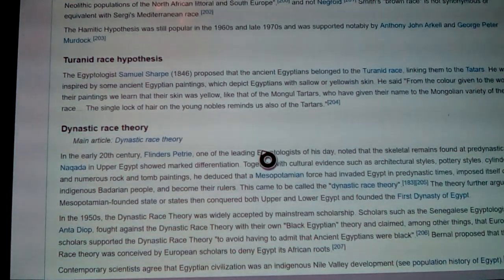There's a Taurinid race hypothesis. Egyptologist Samuel Sharpe in 1846 proposed that the ancient Egyptians belonged to the Taurinid race, linking them to the Tartars. He was inspired by some ancient Egyptian paintings which depict Egyptians with sallow or yellowish skin. He said, from the color given to the women in their paintings, we learn that their skin was yellow, like that of Mongol Tatars, who had given their name to the Mongolian variety of the human race. But a single lock of hair on the young nobles reminds us also of the Tatars.